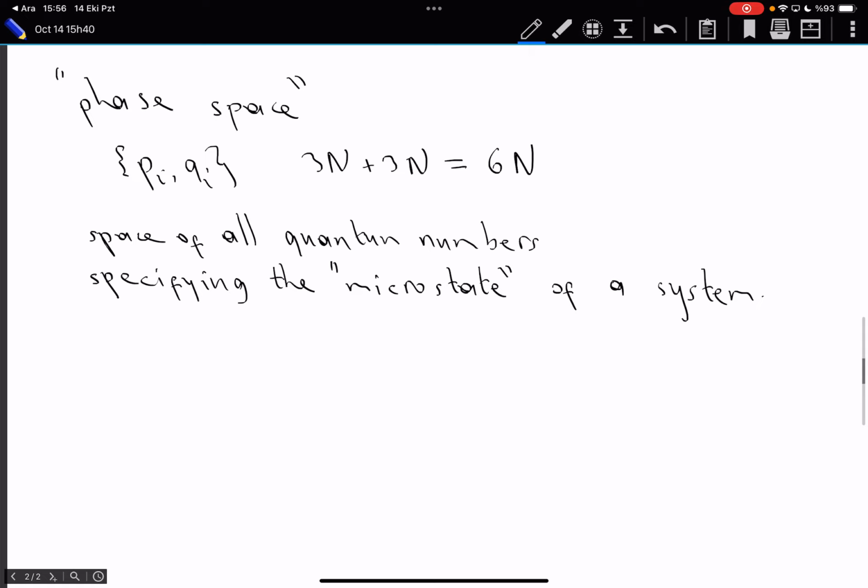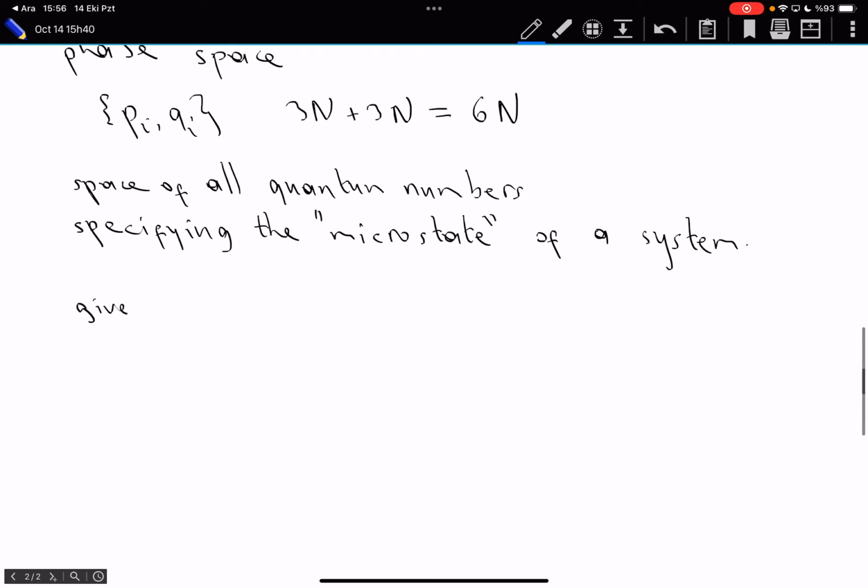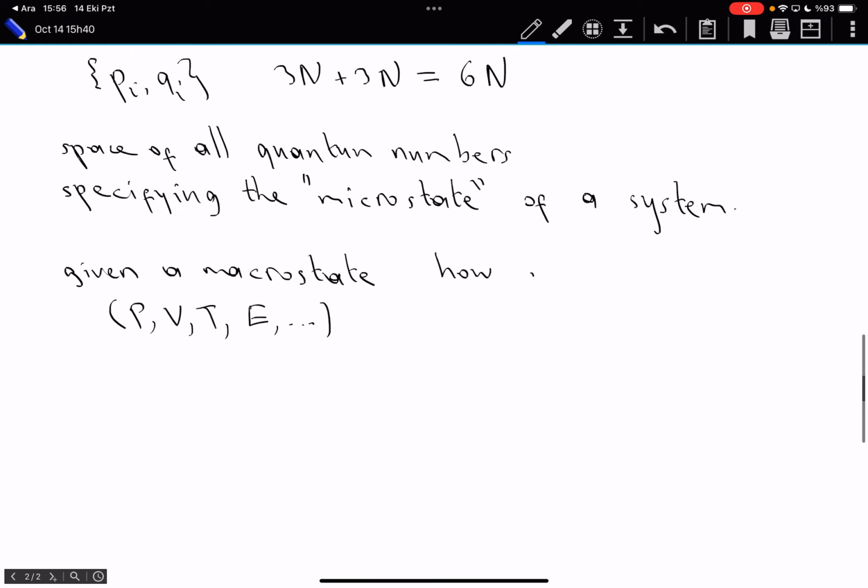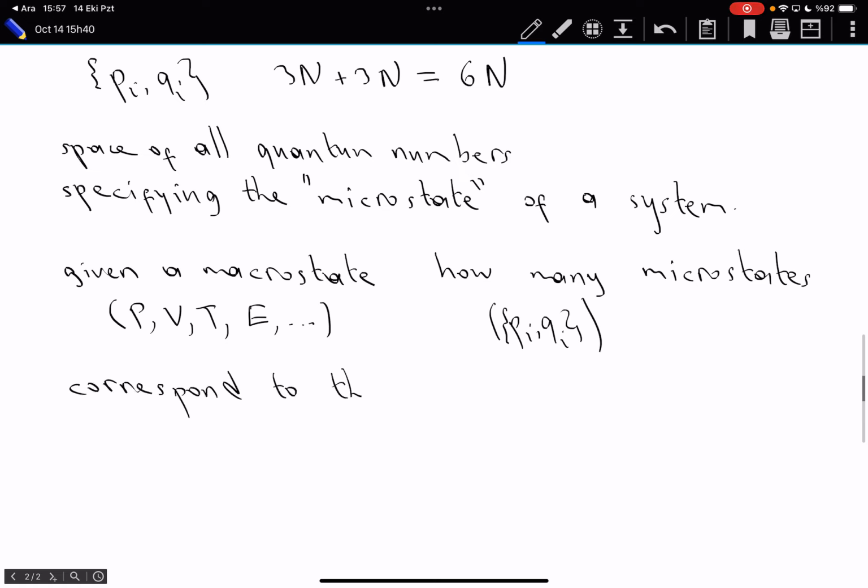Now, the question we will be asking throughout this course is, given a macrostate, and by macrostate we mean we know the pressure, the volume, the temperature, the total energy, and such a handful of parameters, how many microstates correspond to that macrostate? I will use the classical description for the time being. This is what we will be asking.